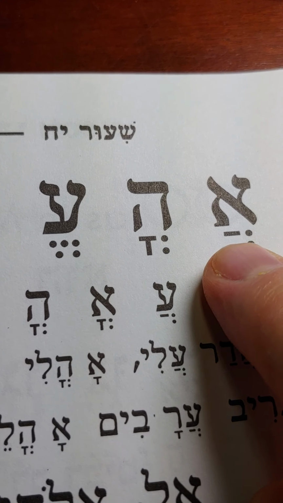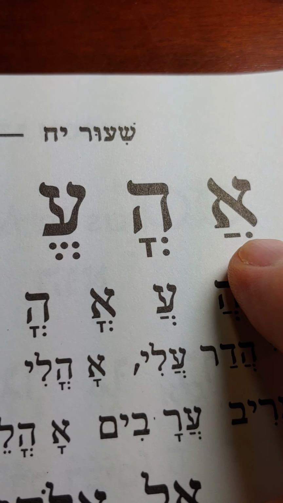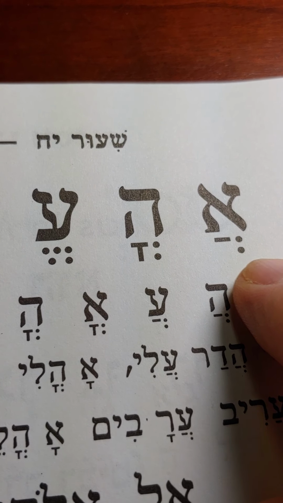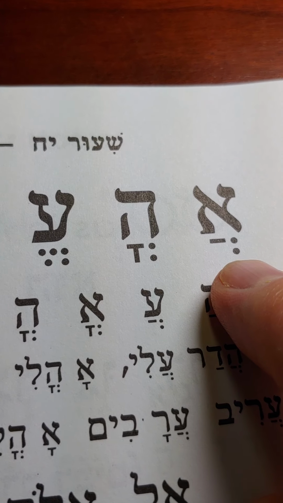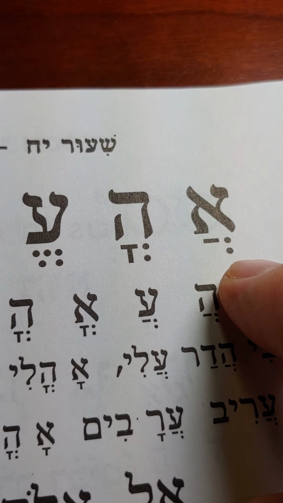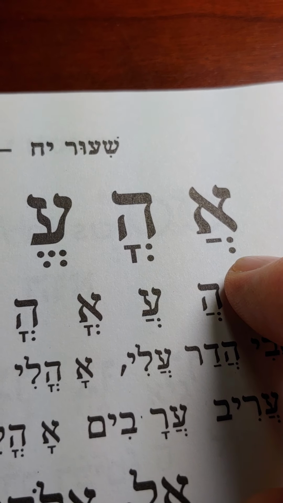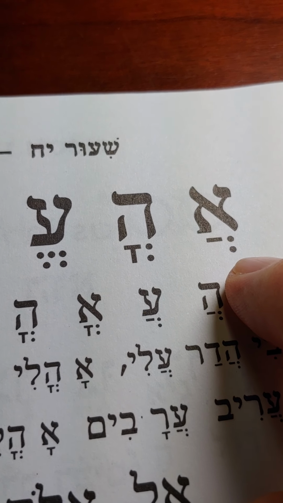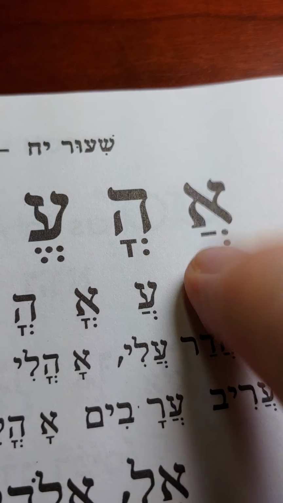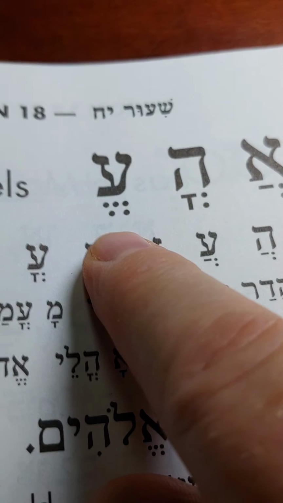A silent letter makes no sound, and a silent vowel makes no sound. So a silent letter with a silent vowel makes no sound. And sometimes for perfectly good grammatical reasons, you need to start a word or have somewhere in the word a shva, the silent vowel, and it happens to fall under a silent letter, in which case you can't pronounce anything, because you can't pronounce a letter that has no sound with a vowel that makes no sound. So you have to add either a patach or a kamatz or a segol.